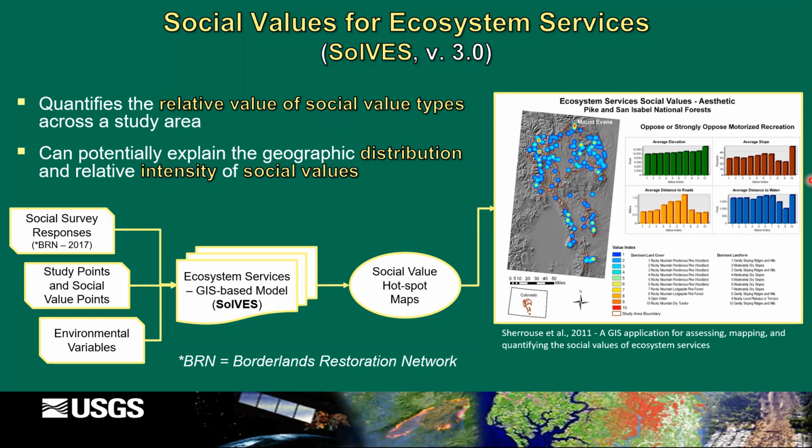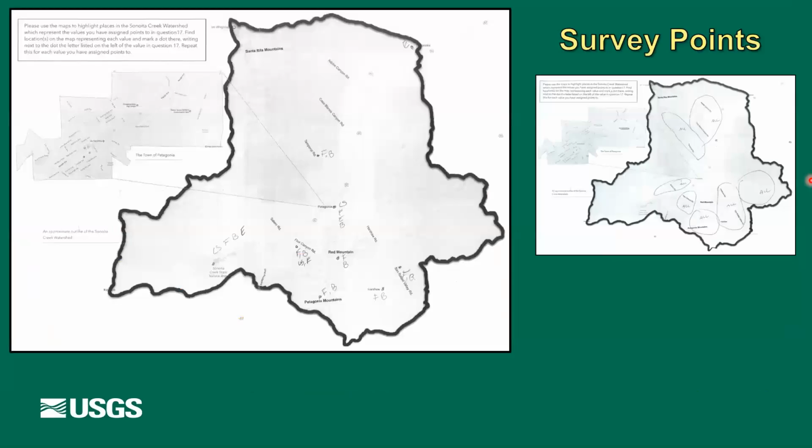Three main inputs go into the SOLVES model. First is social survey responses. We're using social survey data that was collected by the Borderlands Restoration Network in 2017. It also includes study points and social value points provided by the respondents, and a collection of environmental variables, which go into SOLVES and produce the social value hotspot maps and data as shown on the right.